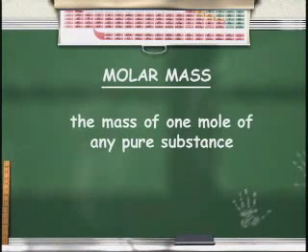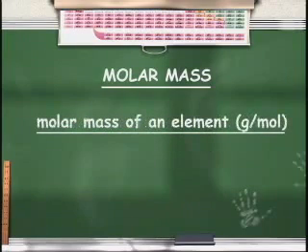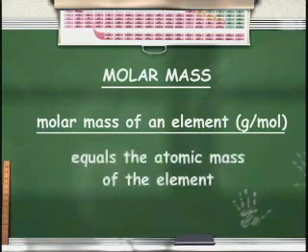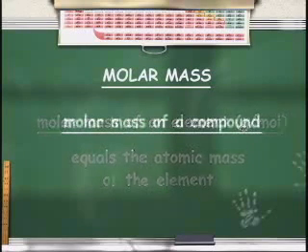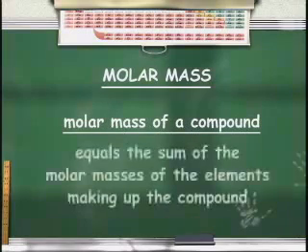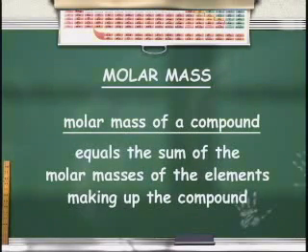The mass of 1 mole of pure substance is known as its molar mass. The molar mass of an element in grams per mole is equal to the atomic mass for that element. The molar mass of a compound is equal to the sum of the molar masses of the elements making up the compound.